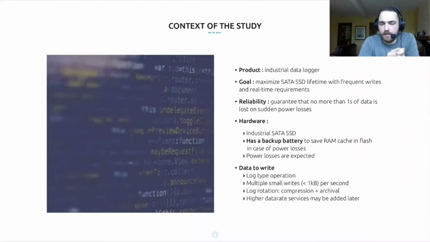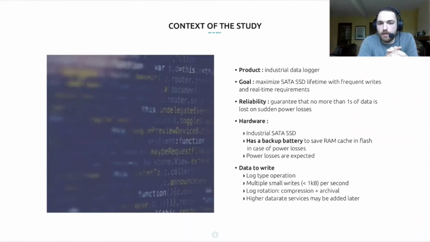In terms of reliability, because we are storing logs and measurements, we don't want to lose more than 1 second of data. Again, this is an arbitrary number, and you can make the requirement harder or easier to meet. We're taking the case of an industrial SATA SSD, which has a backup battery. This is important to take into account because this means that the firmware has the logic to save the RAM cache in flash in case of power losses. This means that we don't have to manually flush the RAM cache into the flash memory to ensure the data integrity. Here, power losses are the main expected failure mode.